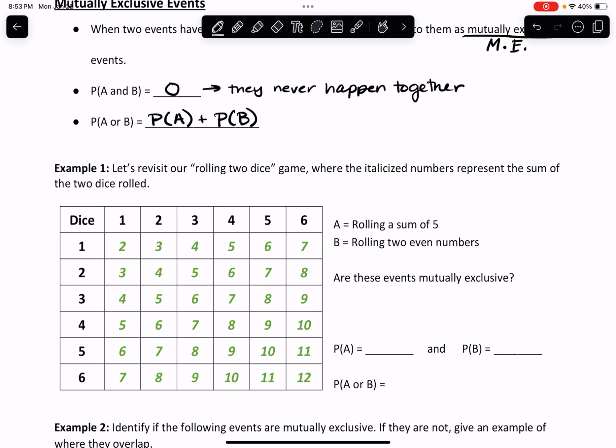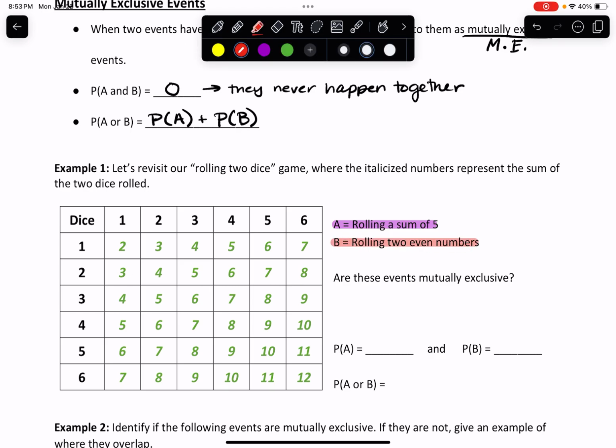So at the beginning of this unit, we played a game where we rolled 2 dice, and we were trying to figure out what the sum of the 2 dice was, and if we rolled a very specific way, we won. So let's call event A, in this case, rolling a sum of 5. And event B, a separate event, is rolling 2 even numbers. So the question is, are these events mutually exclusive?